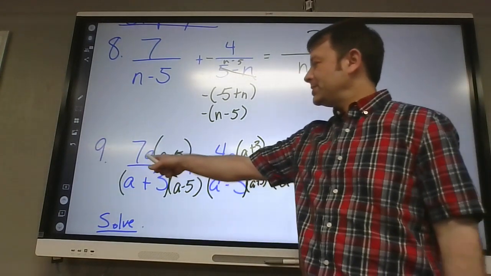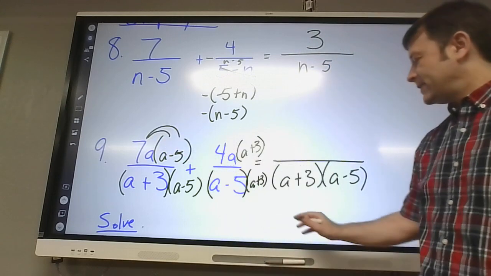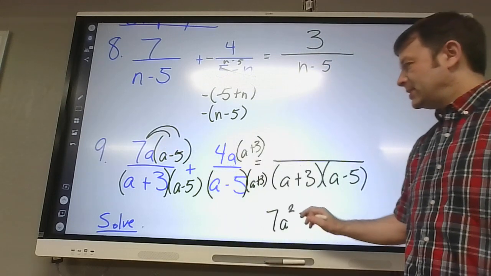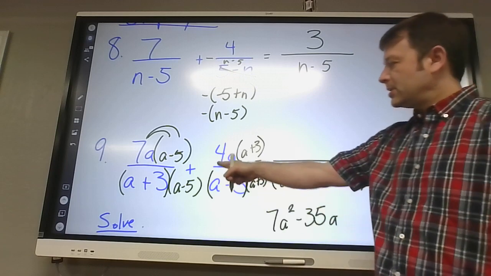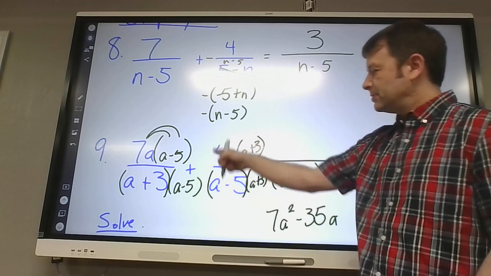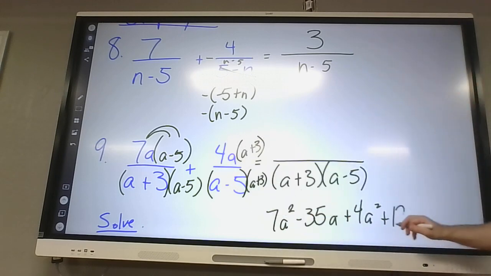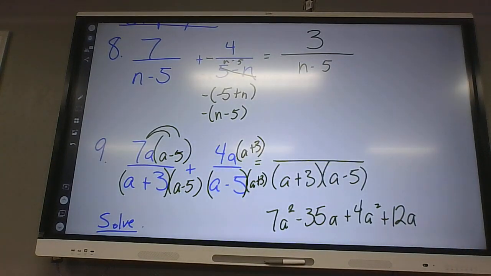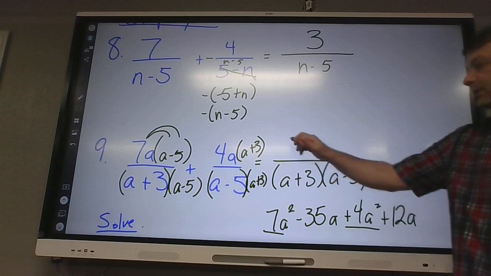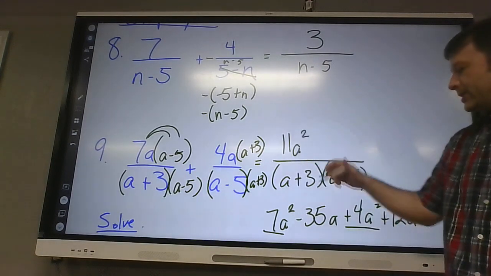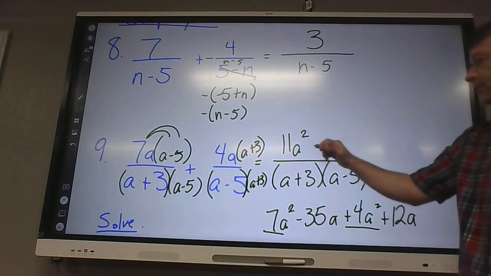So we basically just need to simplify the numerators here. 7a times a minus 5 is 7a squared minus 35a plus 4a squared plus 12a. We can add our like terms together. 11a squared, negative 35 plus 12 is negative 23.